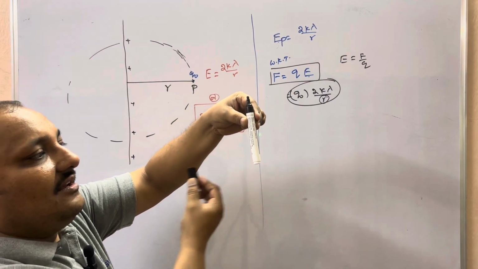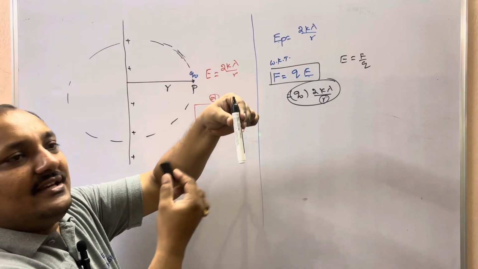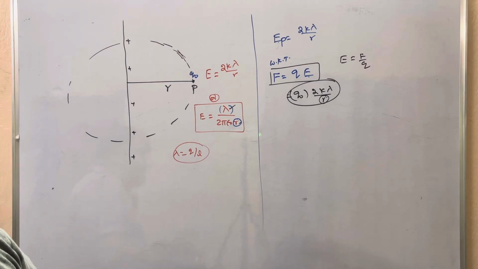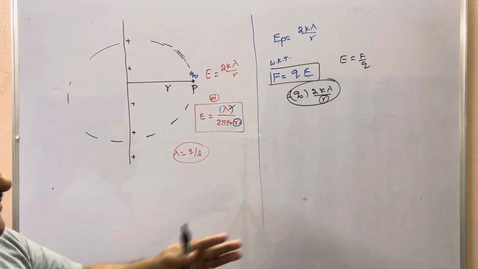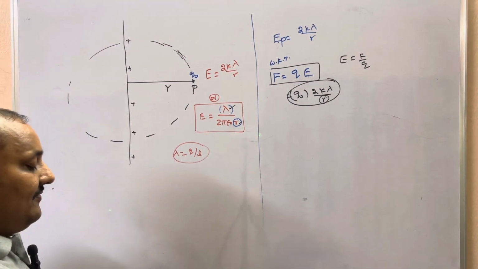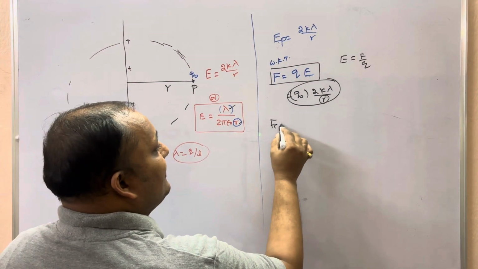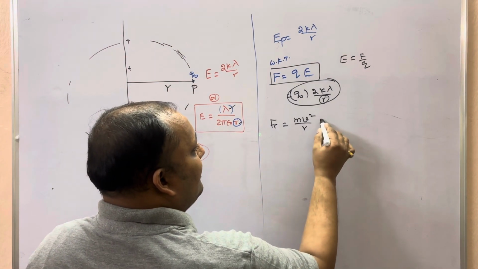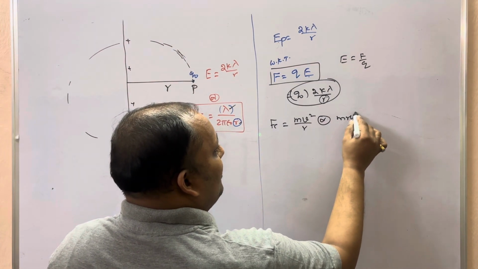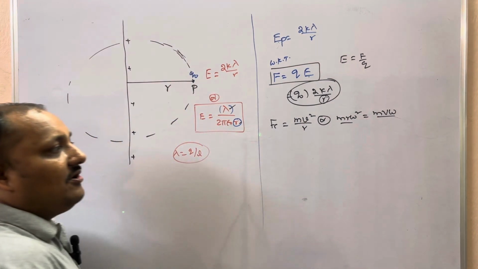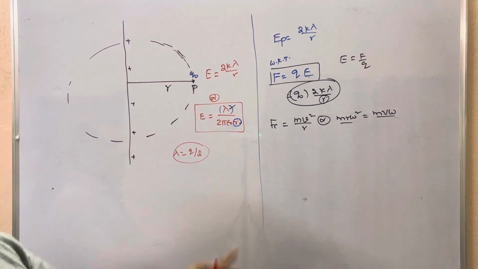Whenever it is rotating, which force is acting on this charge? Because of which force is any object rotating? That is centripetal force. What is the centripetal force equation? We have 3 equations. One is mv square by r, another is mr omega square, another is mv omega. Depending on what they are asking in the question, you have to take the equation.